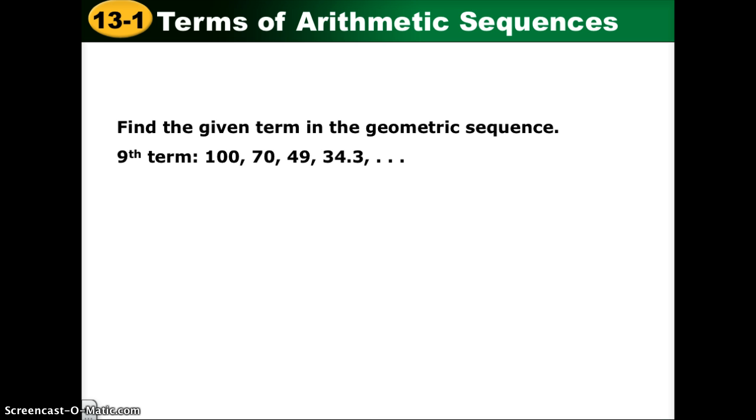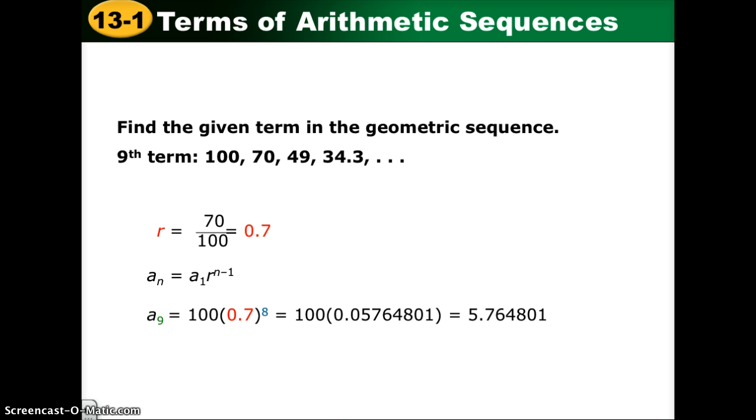For the 9th term, if we don't know what our common ratio is, we take the second term divided by the first term. So 70 divided by 100 is 0.7. A sub 9 equals 100 times 0.7, the ratio, to the 8th power. We take 0.7 to the 8th power and get that nice long decimal, times 100. We get 5.764801.